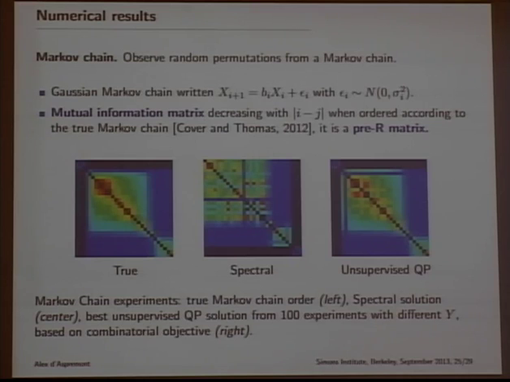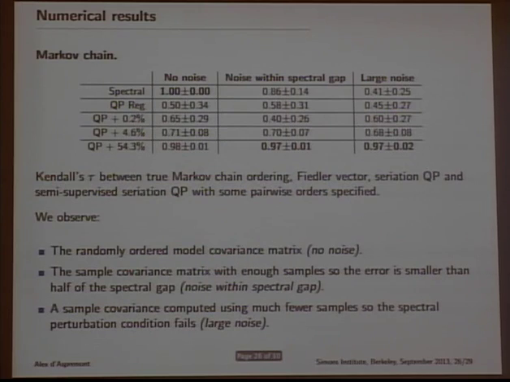Okay. And finally, I should show you numerical information. So you can clearly see that everything breaks apart in the spectral method as soon as the noise is larger than the spectral gap, and that the effect of structural information is pretty strong. It starts to be pretty strong even if you don't have too much of it. Okay, so this is Kendall's tau between the true Markov chain ordering, the spectral solution, the QP, and the QP with some structural information. Okay?